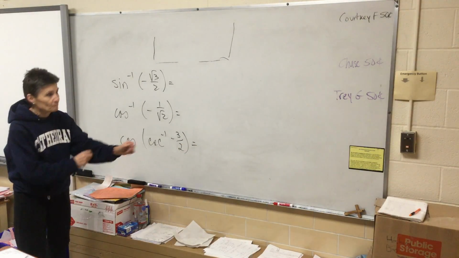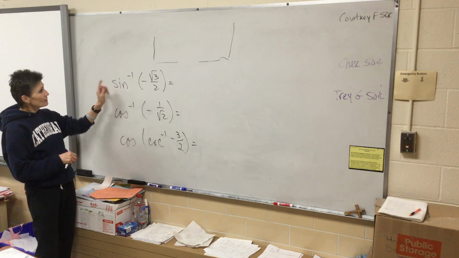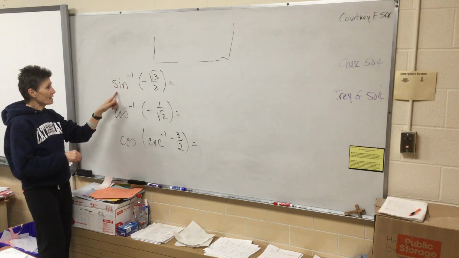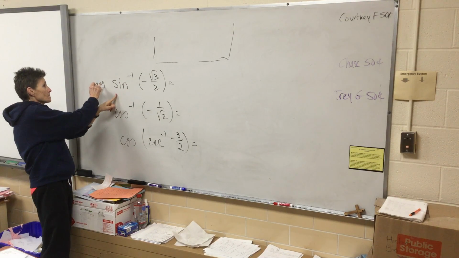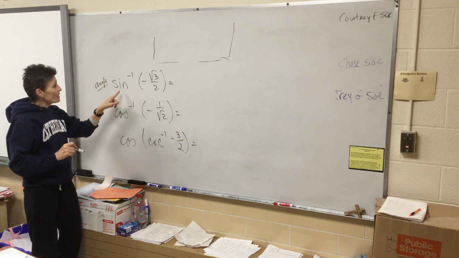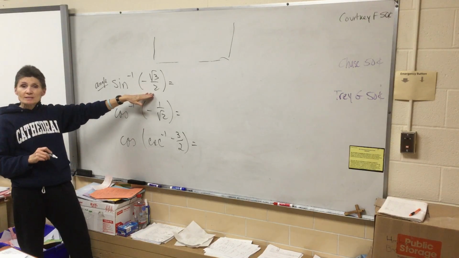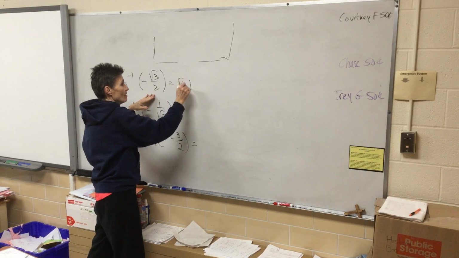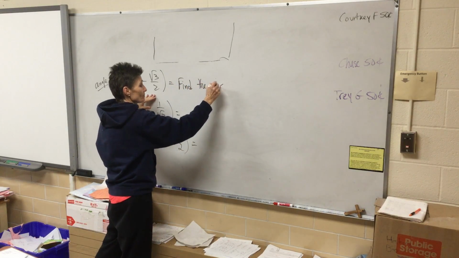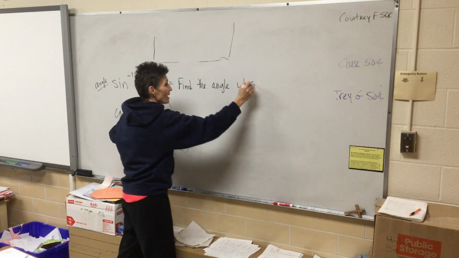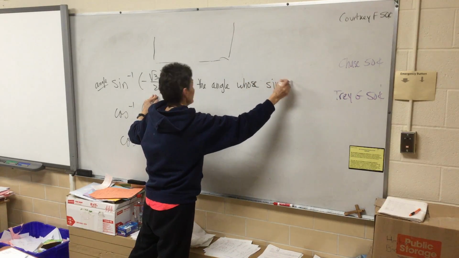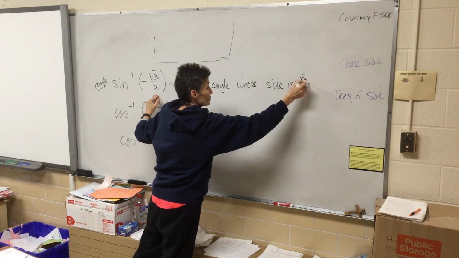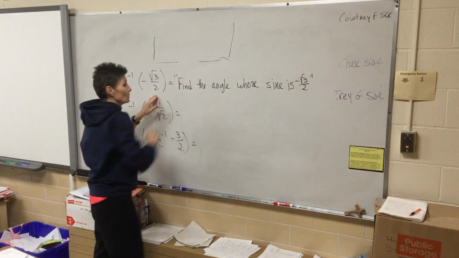All right, here we go. The answer to this question is going to be an angle. We are finding the angle whose sine, I'll write it out, it literally says, find the angle whose sine is negative root 3 over 2. That's what we're doing.